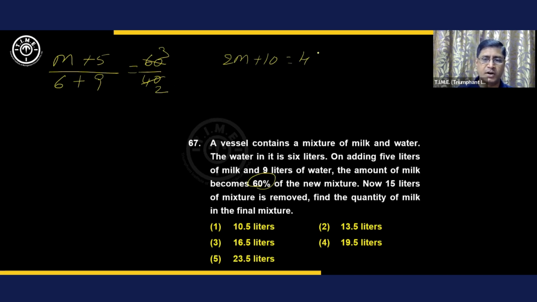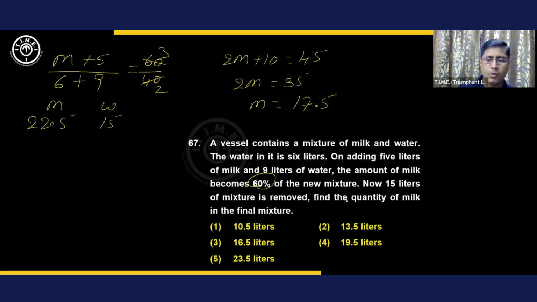15 into 3 is equal to 45. So 2m is equal to 35. The value of m is equal to 17.5 liters. Initially 17.5, 17.5 plus 5, that is 22.5. Now the milk is 22.5 and the water is 15. What happened? Now 15 liters of the mixture is removed. In that mixture we find the ratio of milk and water as 3:2.